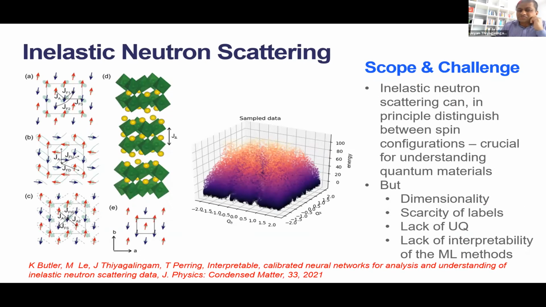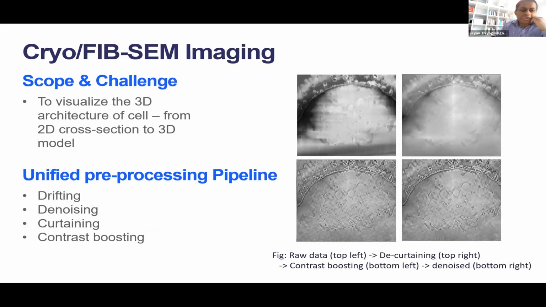Again, there are other pieces of work, such as inelastic neutron scattering, which is about understanding how neutrons behave with unusual materials like magnetic materials.